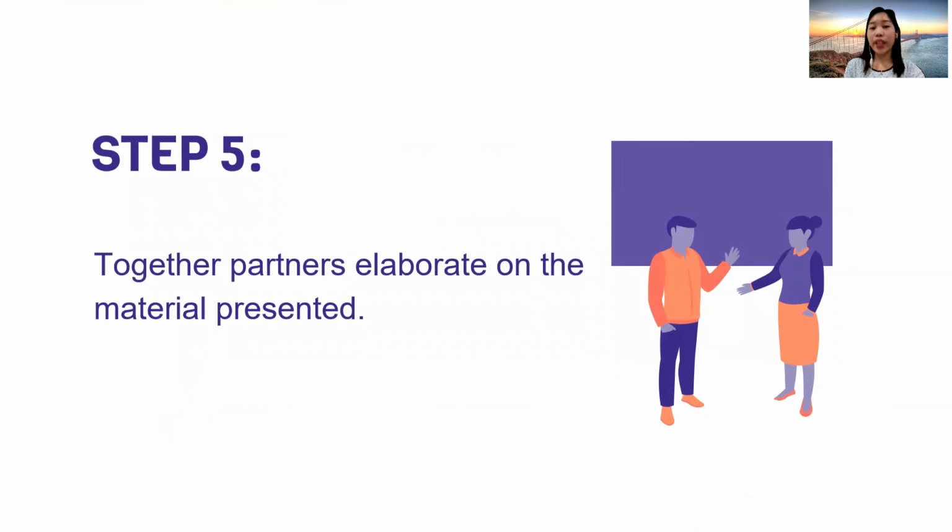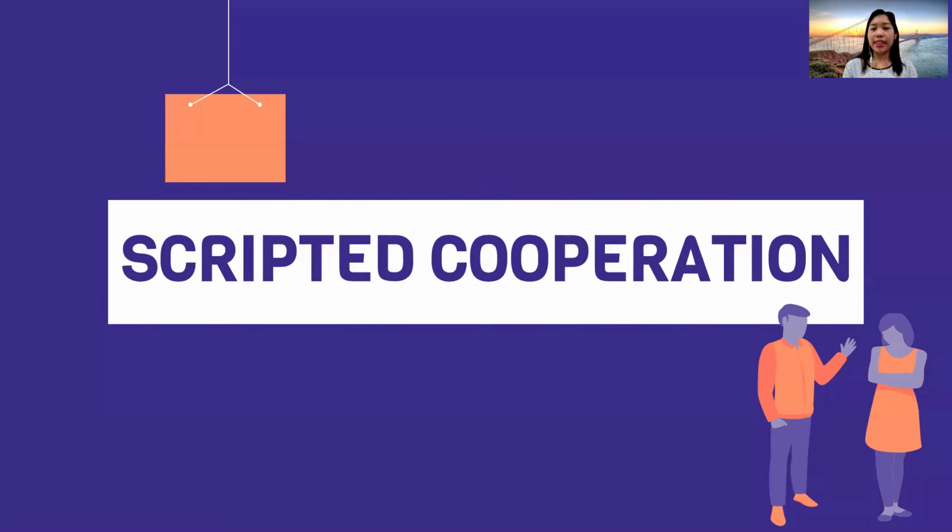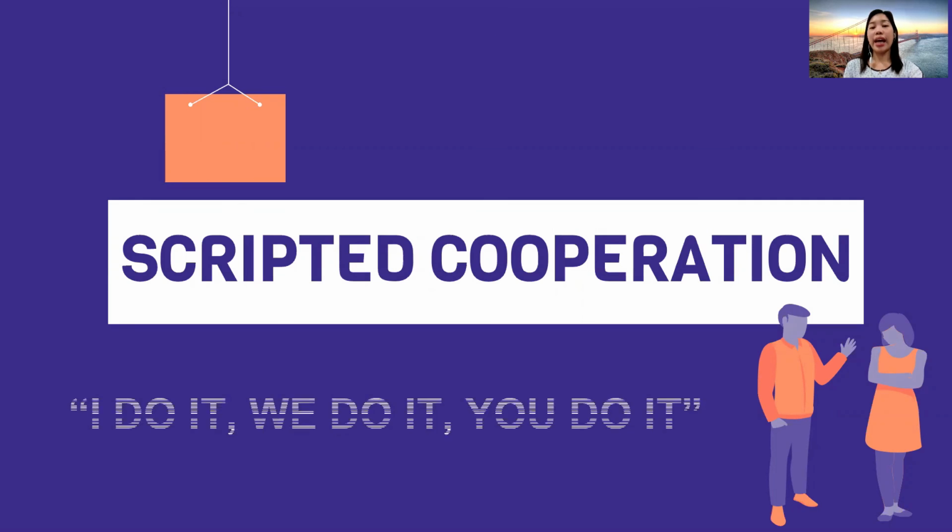Step 5. Together, partners elaborate on the material presented, develop analogies, generate images, relate the new information to prior knowledge, or reformat the material. This script keeps student partners on task and ensures that meaningful processing takes place. So this activity can be used following a brief teacher presentation or after students have read an assigned portion of text. Before the teacher uses this scripted process, he or she must teach it to his students using an I do it, we do it, you do it model.